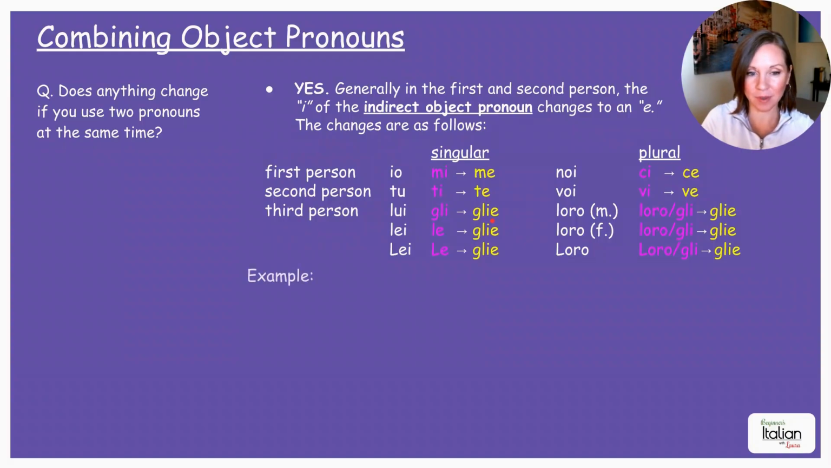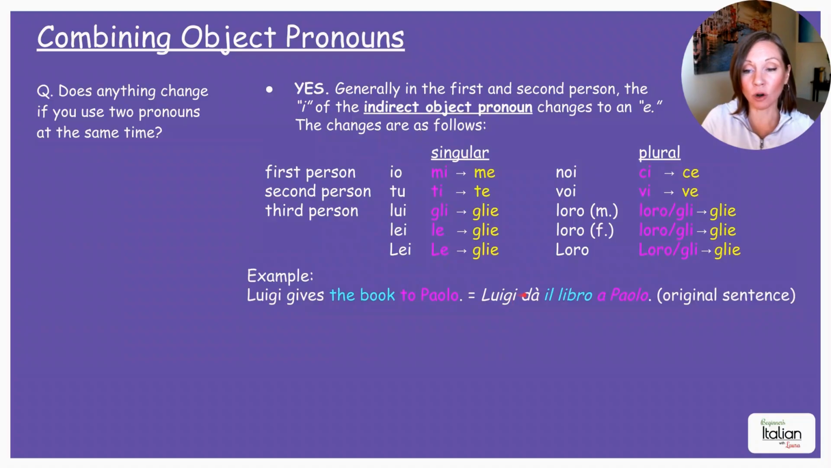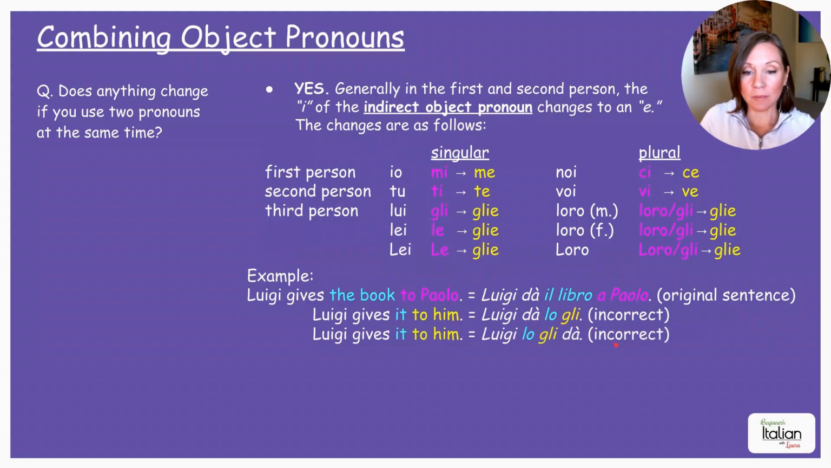For example, again, Luigi gives the book to Paolo. So Luigi dà il libro a Paolo is our original sentence. Luigi gives it to him. Luigi dà lo gli. That is not correct. Okay, that is incorrect. It doesn't even sound right to say it. So you cannot use these like this after the conjugated verb. Doesn't work like that. And this is also incorrect. Okay, I'll show you why in a second.